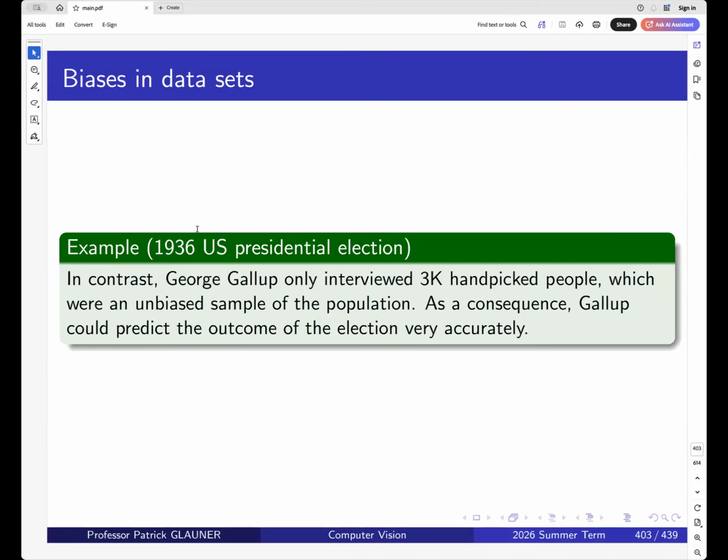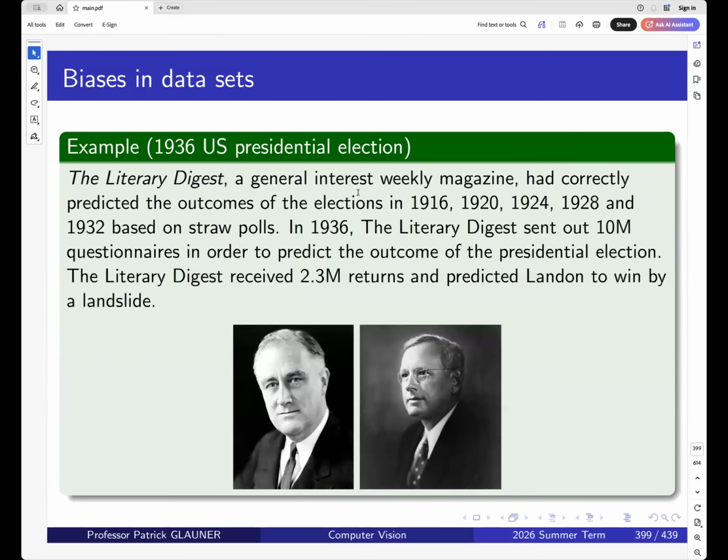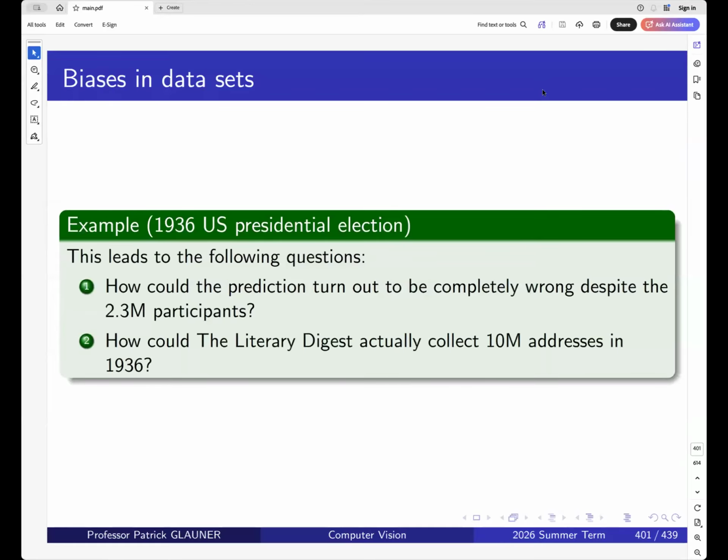What happened in 36 very quickly killed the Literary Digest because people had really trusted that magazine, as they had correctly predicted in 1916, 20, 24, 28, and 32. And then they failed in 36. This weekly magazine disappeared relatively quickly because the customers lost trust in it.